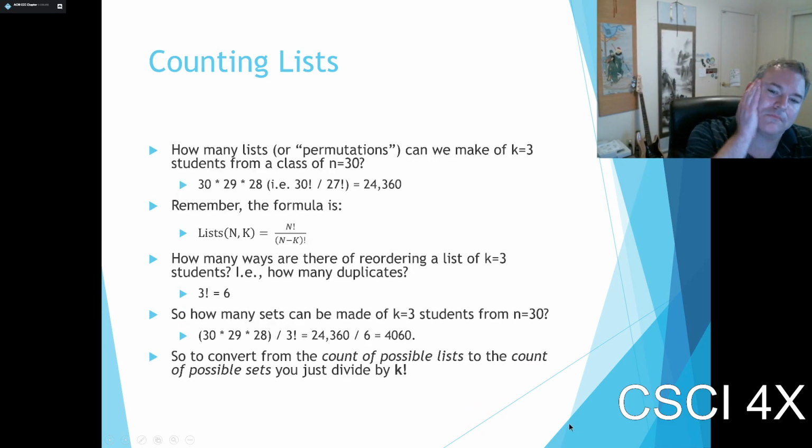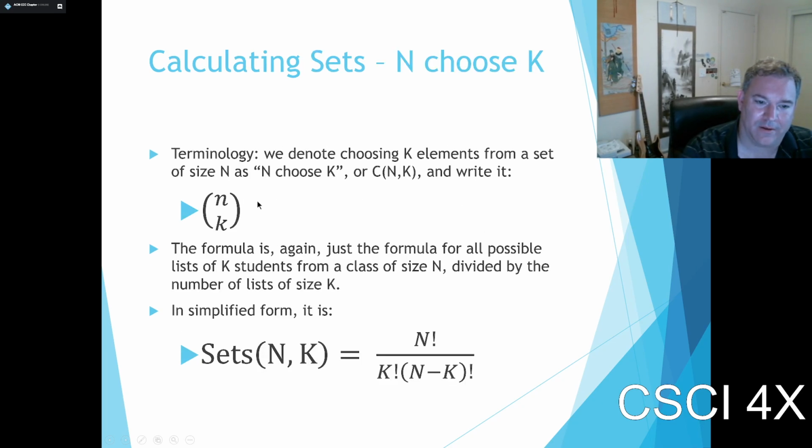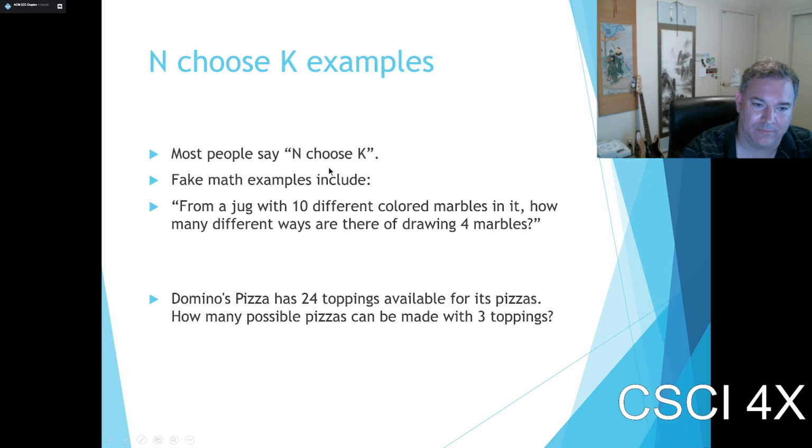Okay, so another word for lists is permutations, right? So there are permutation functions in the standard library, for example, that'll permute things for you and stuff like that. So yeah, if you want to convert between lists and sets, you just divide by the number of duplicates. So yeah, we say n choose k. So if you have 10 people in class, and I'm going to make a committee of 4 of them, you say 10 choose 4.